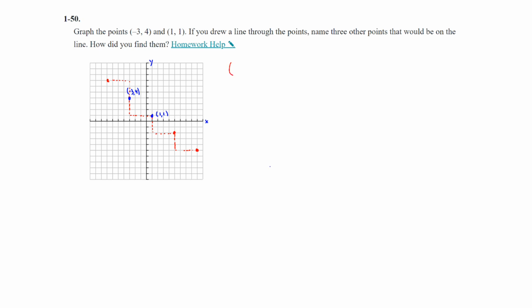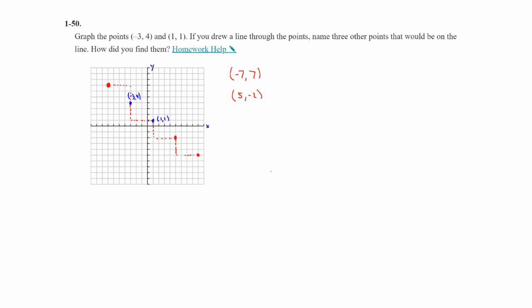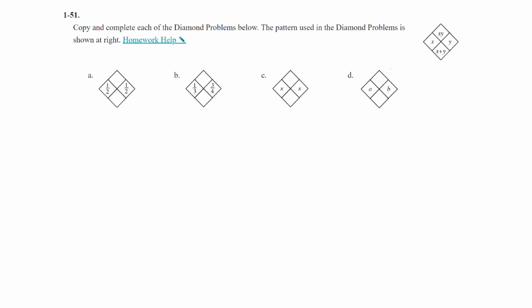One of them appears to be at (-7, 7). That would be this one up here. The one down here looks like, let's see, that's (5, -2). And then the one over here is (9, -5). So those are 3 possible points. There are other points, obviously, that would fall on that line, but there are 3 of them that you could use.